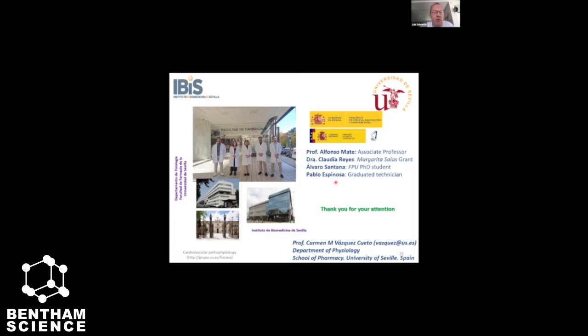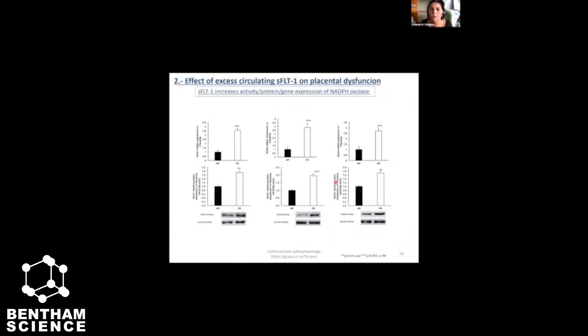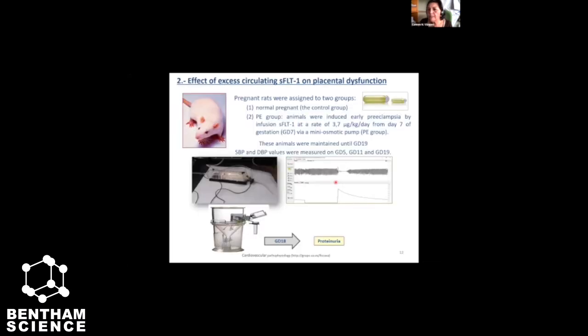Carmen, I missed the concentration of sFlt-1 you're using in your model. Is that similar to what we see in humans? The injection concentration you use in your animals, what is the concentration? We are infusing 3.7 micrograms per kilogram per day from day 7. This is very similar to the amount in pregnant women. Okay, that was basically my question. And the same was done with soluble endoglin.